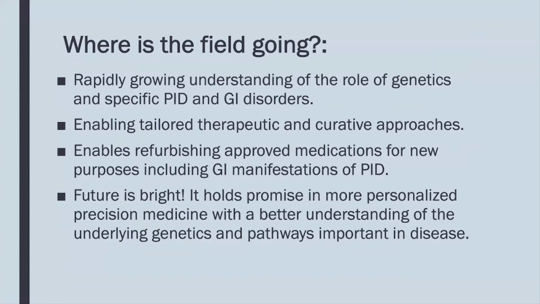This has been very beneficial to us as it has enabled much more tailored therapeutic and curative approaches. It has enabled us to repurpose medications so that we can address the GI manifestations of primary immune deficiencies. So while there are a lot of GI manifestations seen in patients with primary immune deficiencies, the good news is that the future is really bright. It holds a lot of promise in better understanding and personalizing medicine so that we can better use our understanding of genetics to better address the pathways that are affected and treat the disease.